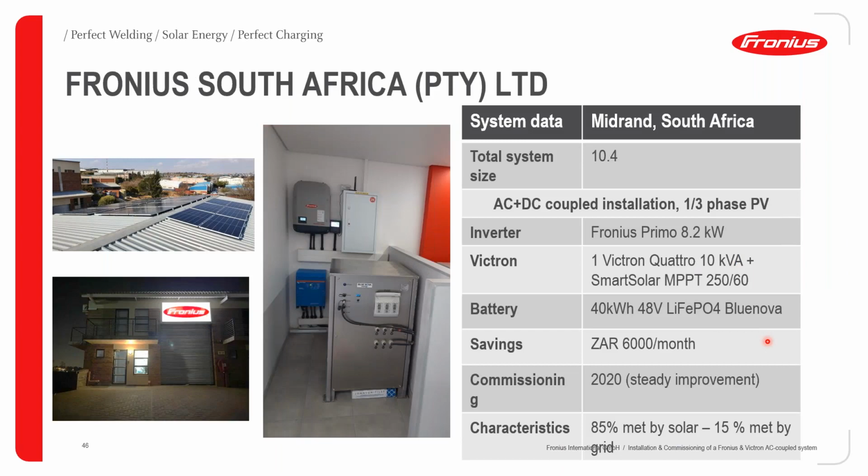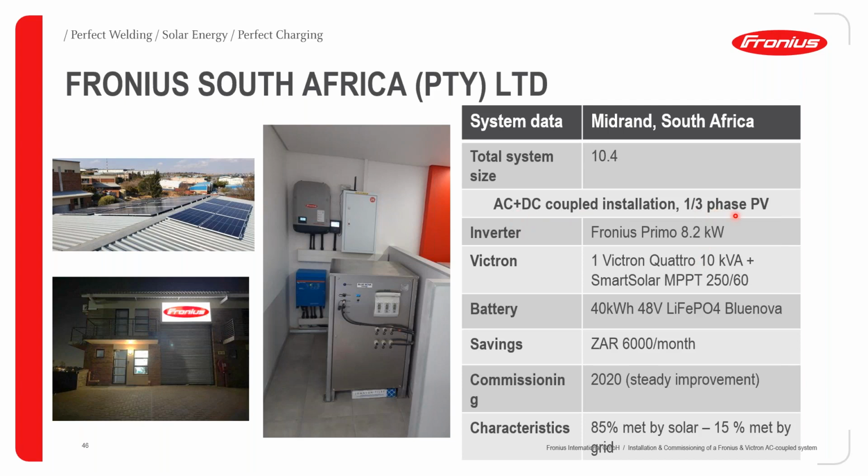Next installation is Fronius South Africa. Again, we believe in the system so much that we actually have the system powering up our office. This is an AC coupled system at Fronius South Africa. It's a 10.4 kilowatt system. It's got AC and DC coupling.